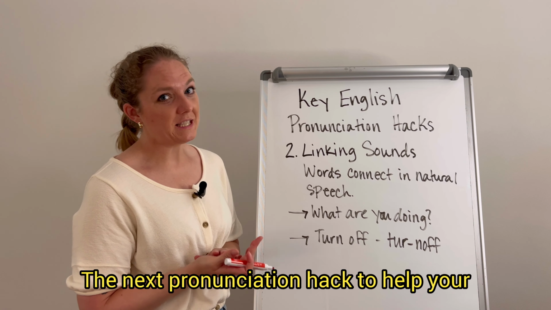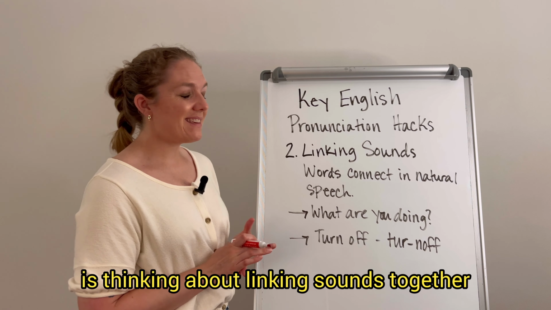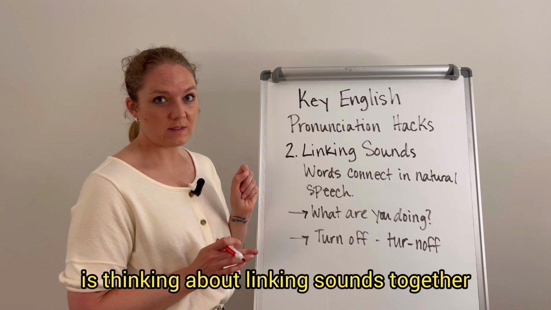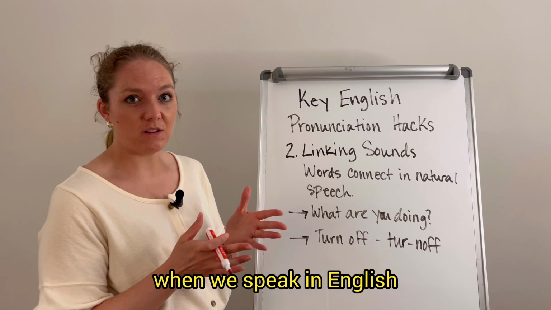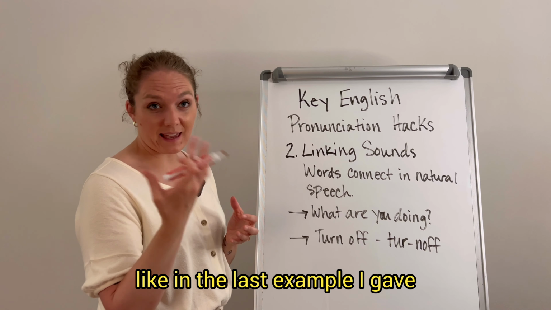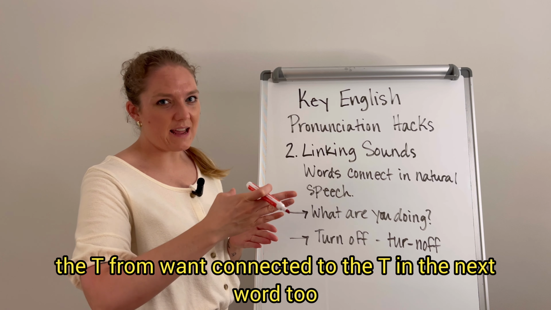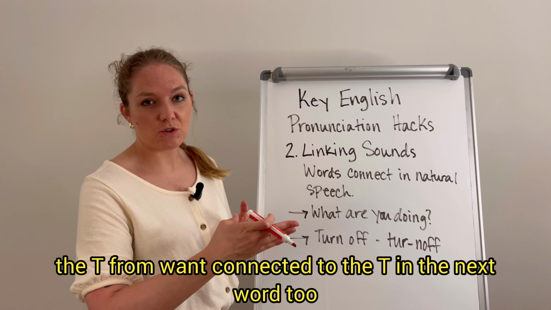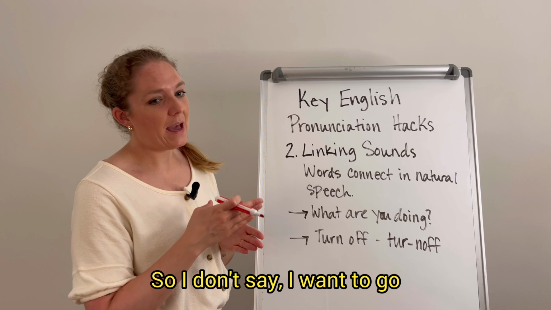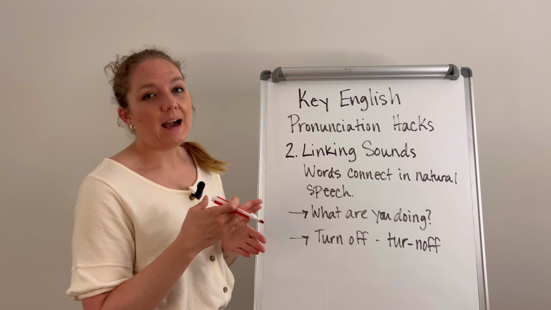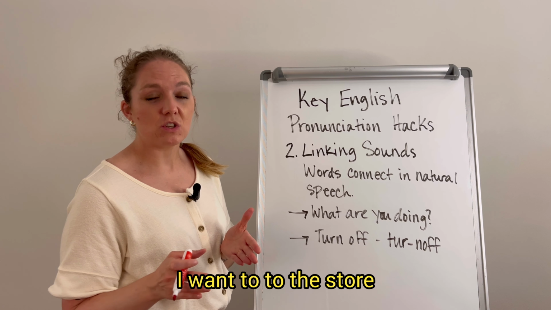The next pronunciation hack to help your English sound more like a native speaker is thinking about linking sounds together. You link sounds together when we speak in English. And so sometimes, like in the last example I gave, the T from want connected to the T in the next word too. I want to go to the store. So I don't say "I want to go." When it flows all together, the sound links. I want to go to the store.